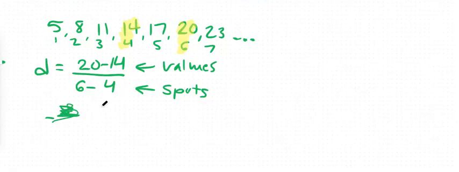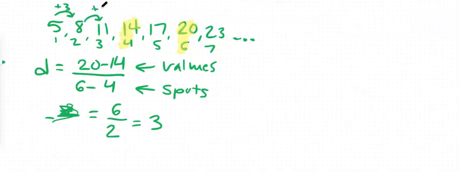So I'm going to take 20 minus 14, which is equal to 6. And I have 6 minus 4, which is equal to 2. 6 over 2 is equal to 3. Is my common change 3? To go from 5 to 8, I add 3. To go from 8 to 11, I add 3. So yes, that works. So my common difference is 3.